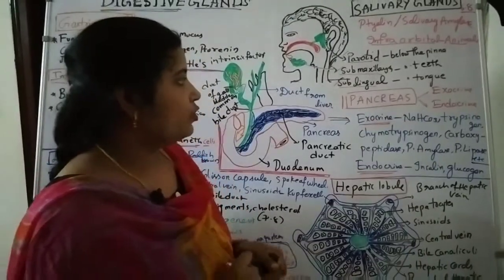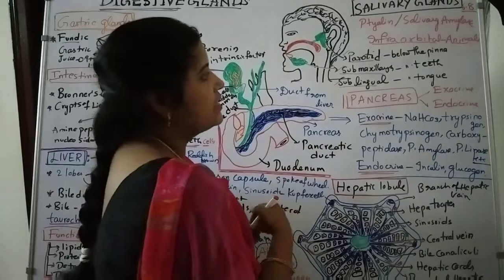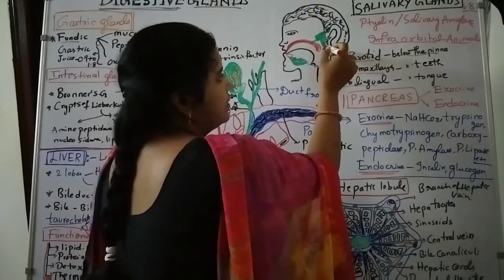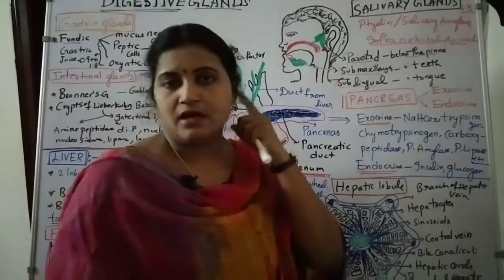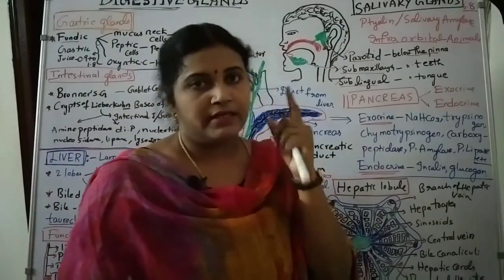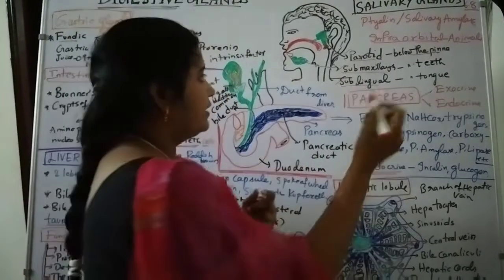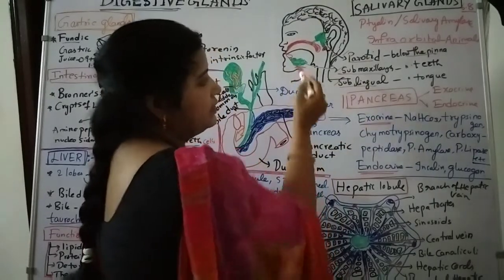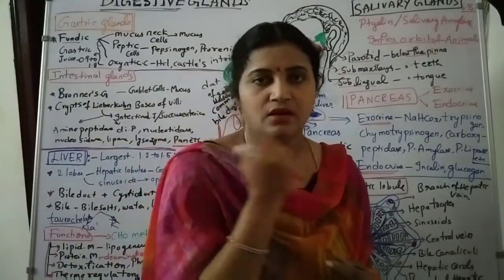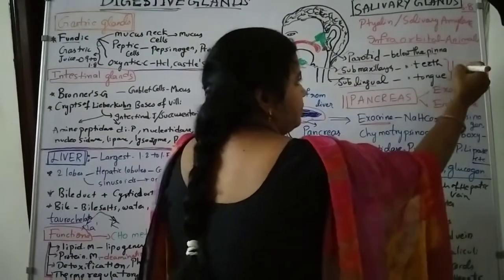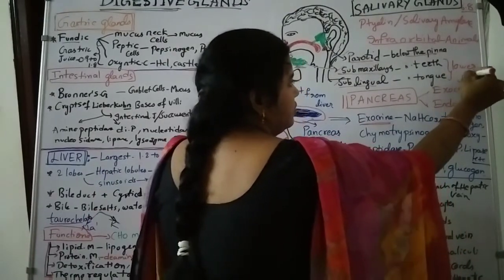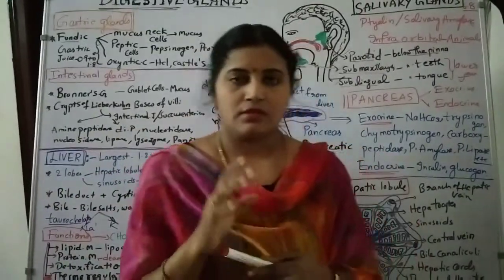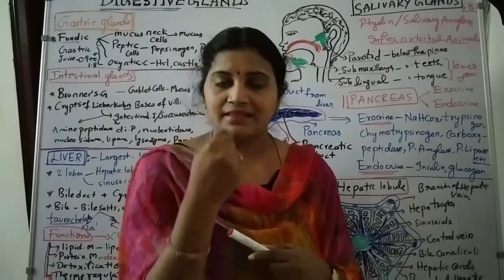First we will see the location of the parotid glands. Parotid glands are present below the pinna. This is the pinna, and below the pinna it contains the parotid glands. And then submaxillary and sublingual, both are present in the lower jaw. So one important point here: salivary glands are not present in the mouth.